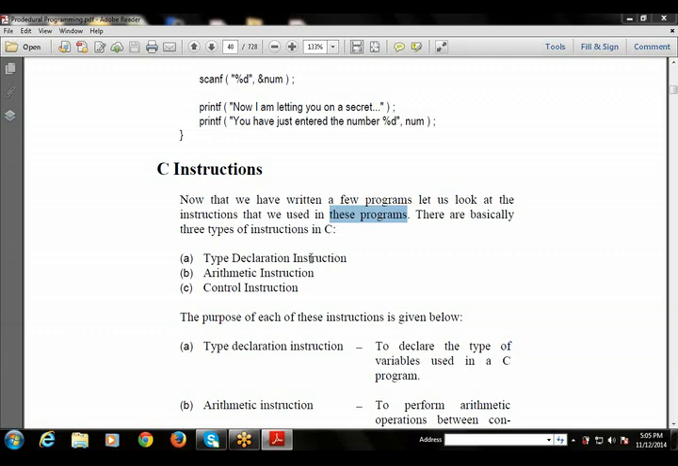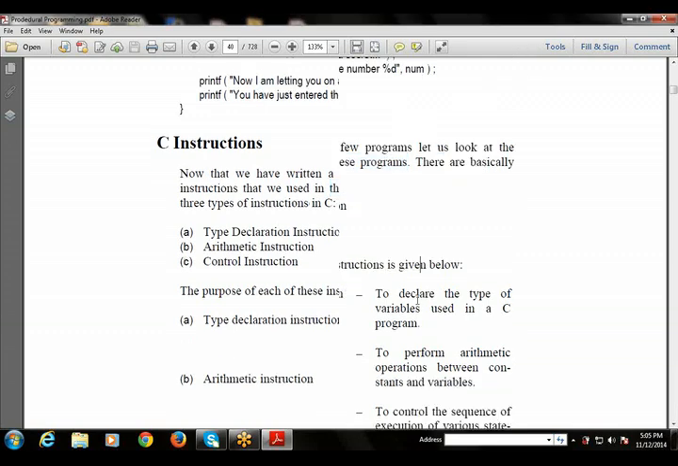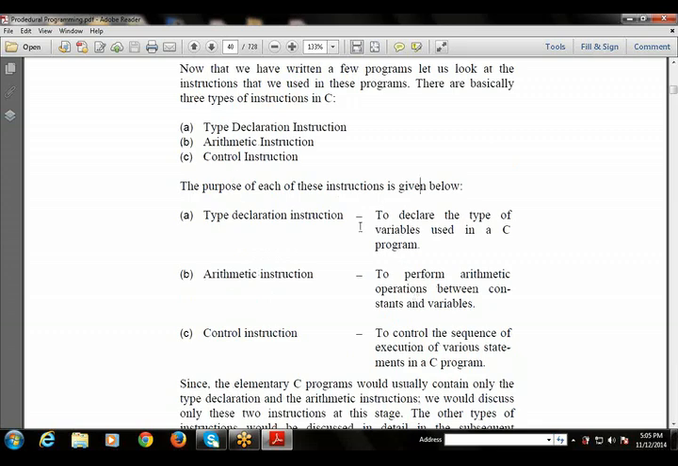So there are three kinds of C instruction that are available. One is your type declaration instruction, one is your arithmetic instruction, and one is your control instruction. Now, what is the meaning of arithmetic instruction? What is the meaning of type declaration instruction? Now let's see. The purpose is given as below.